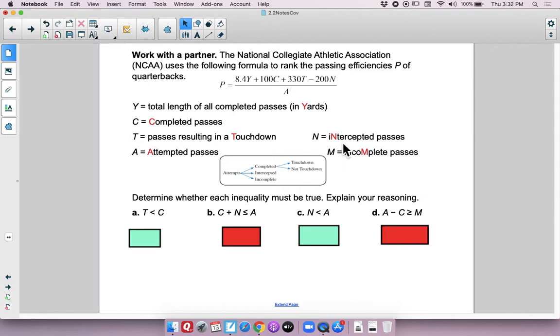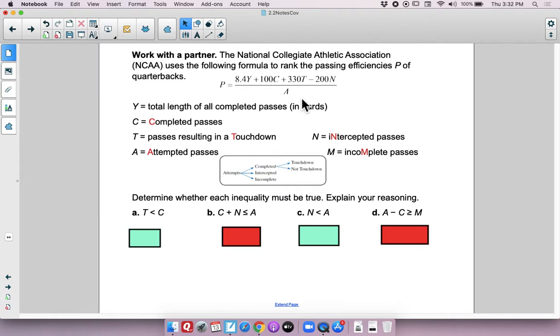And A is attempted passes. Okay. So, and M is incomplete passes. Okay. And you can see that that's not part of the formula. Can you think of why? It's because if we're taking into account, right here, for C, completed passes out of attempted passes, then there's no reason to have incomplete passes as part of the formula. It's factored in by the fact that it's completed divided by all attempted passes. Okay.